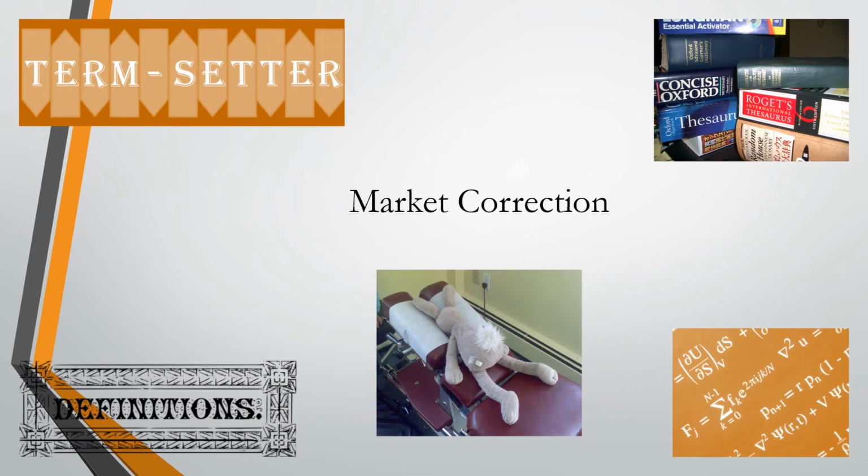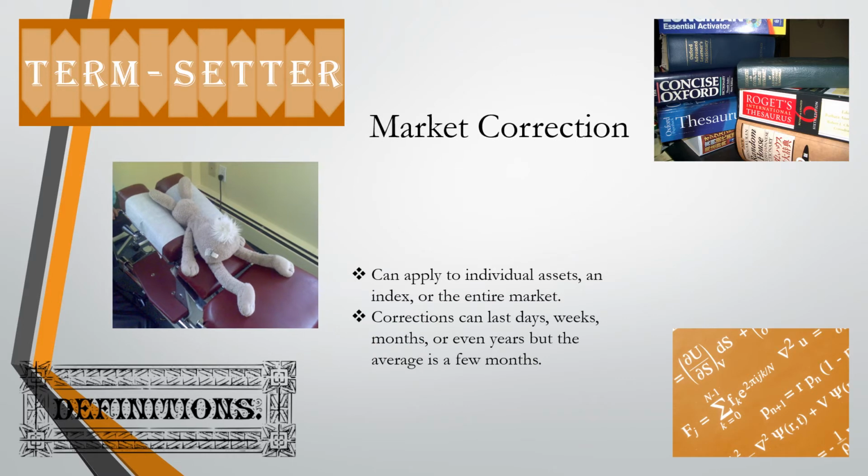In the financial world, a market correction is defined as a decline of 10% or more in the price of an entity from its most recent peak. Corrections can happen to individual assets, such as an individual stock or bond, an index, such as the S&P 500 or NASDAQ, or the entire market. An asset, index, or market may fall into a correction either briefly or for sustained periods of time, such as days, weeks, months, or even years. However, the average market correction is relatively short-lived and lasts anywhere between 3 and 4 months.